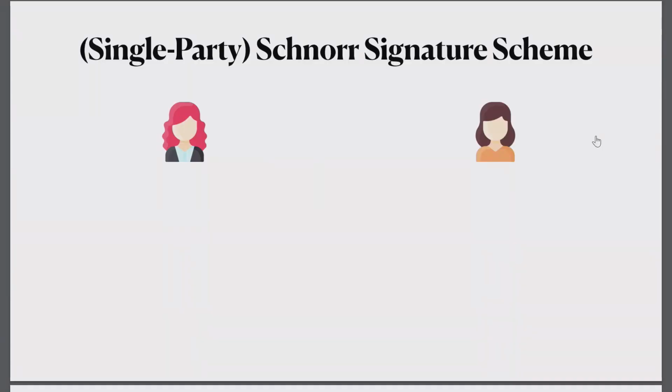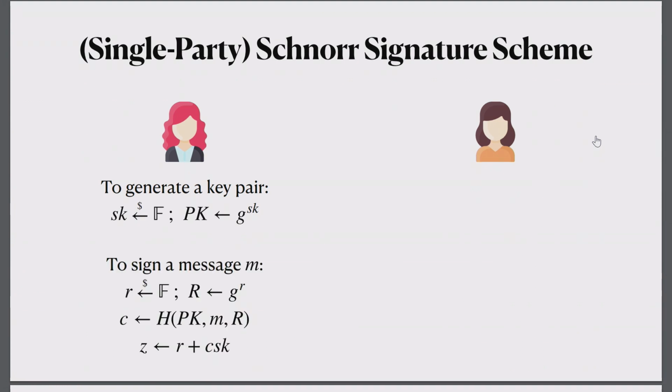So before we get into multi-party Schnorr, I just want to recap how regular single-party Schnorr works. So Alice here is going to sign a message. And the first thing that she does is generate her key. So she samples her secret key uniformly at random from a field. And her public key is a generator raised to this secret key. Now, in order to sign a message M, she's going to sample a nonce. So she samples this little R value uniformly at random from the field, and again, raises that value using the generator. So the nonce I'll refer to as this capital R.